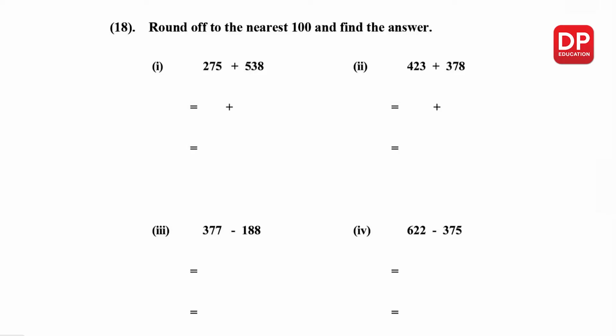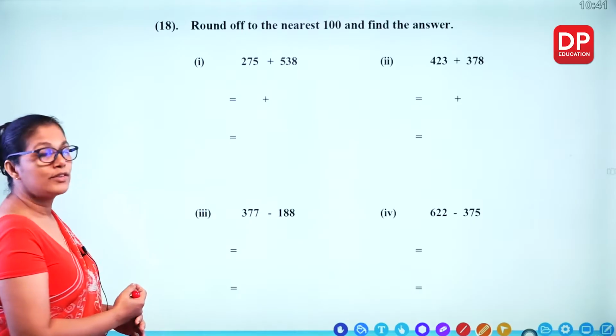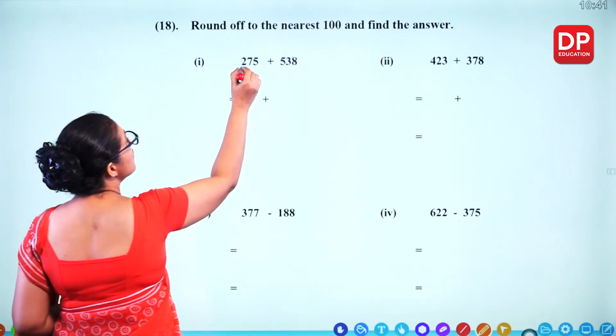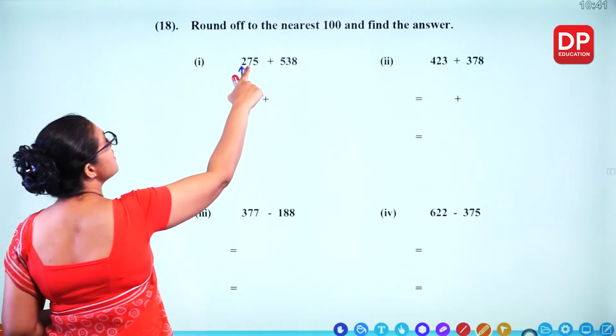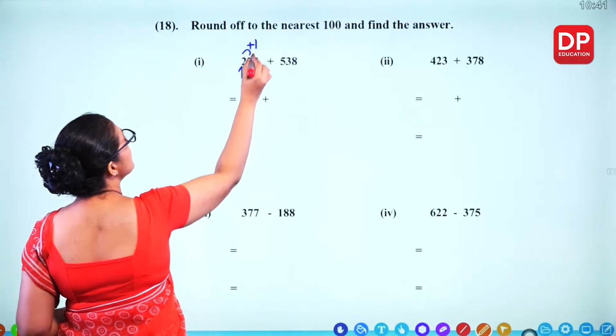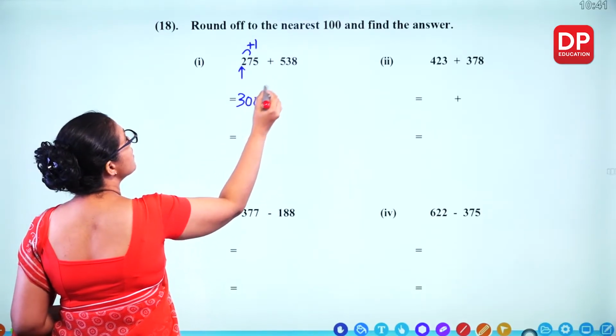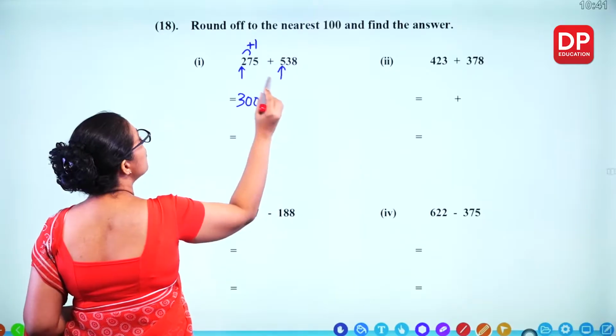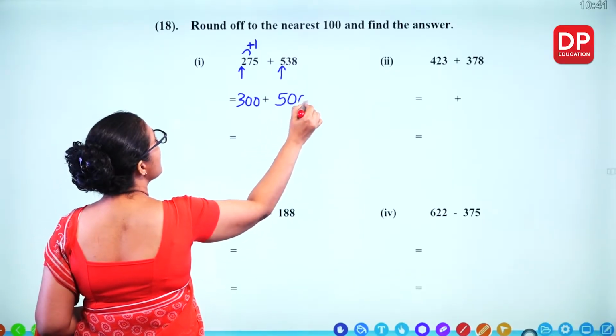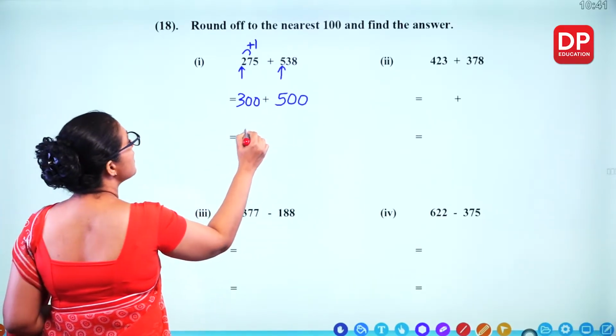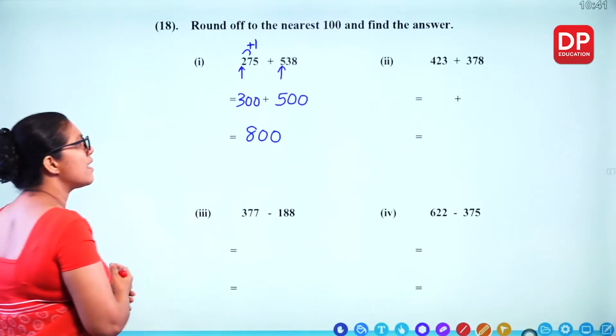Round off to the nearest 100 and find the answer. So we'll round it to the nearest 100. 7 is there, so you need to add 1. So this becomes 300. What about this one? We don't need to add, that becomes 500. 500 and 300, answer is 800.